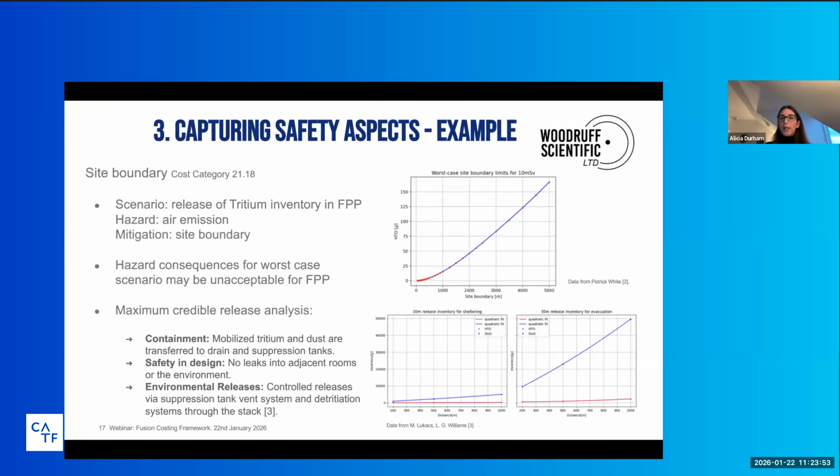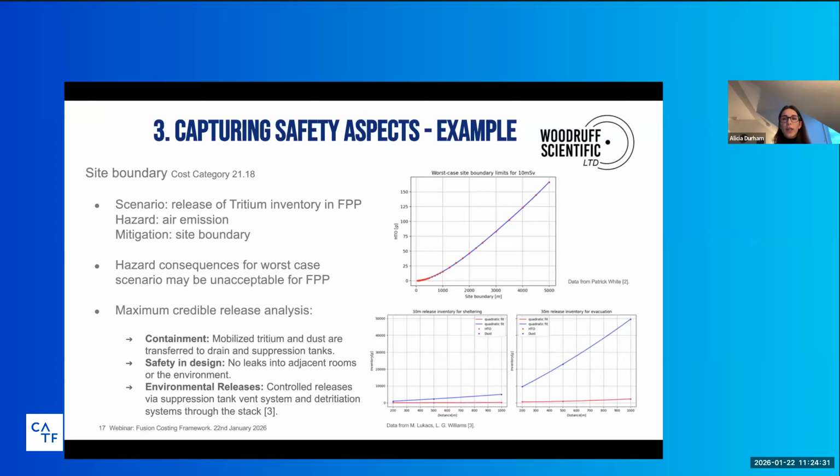So just to talk about an example, this one is quite relevant, and it's both in the MFE and the IFE code. Basically, we have the capability of calculating a site boundary given tritium inventory for the fusion power plant. When we first started thinking about this, we were thinking about using maybe Patrick White's data. Again, Patrick White is the leader of the Clean Air Task Force Fusion Safety and Regulatory Working Group, and he looked at this in his PhD thesis.